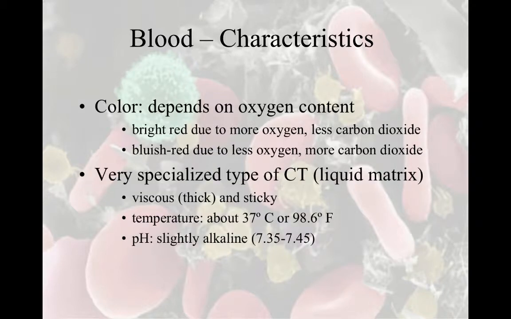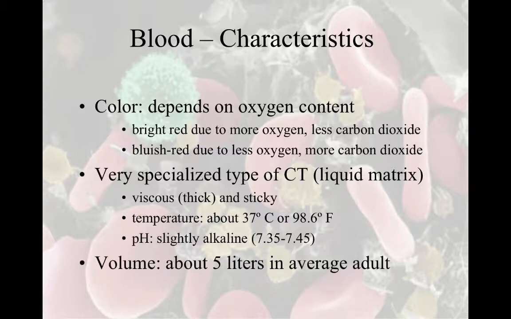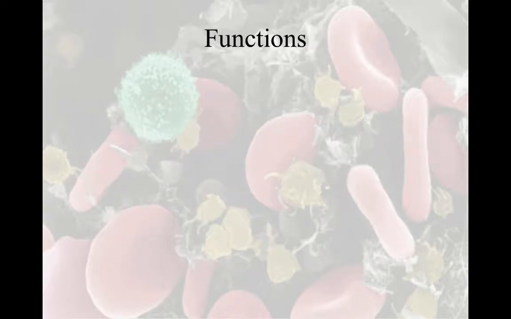Blood is a very specialized type of connective tissue. It's a liquid matrix. It's viscous, or thick and sticky. Its temperature is about 37 degrees Celsius or 98.6 degrees Fahrenheit, and its pH is slightly alkaline. The volume that an average adult has within their body at any point in time is around 5 liters.